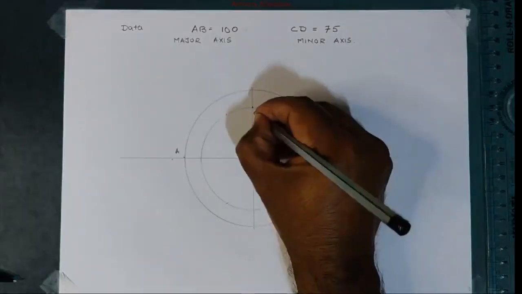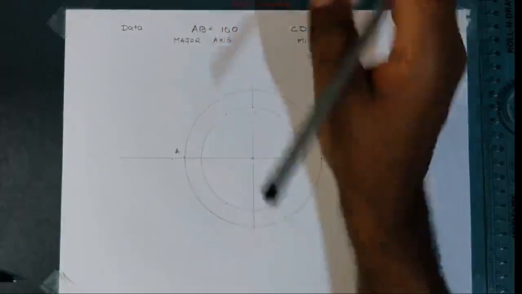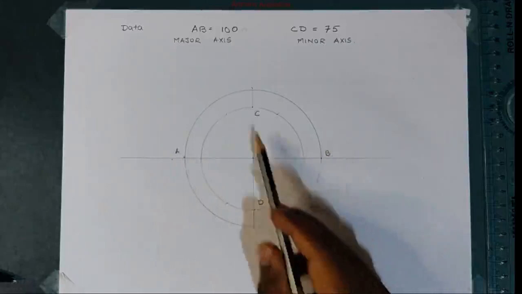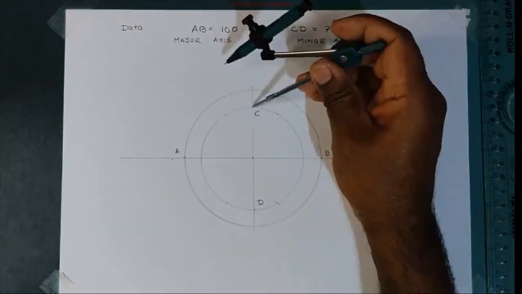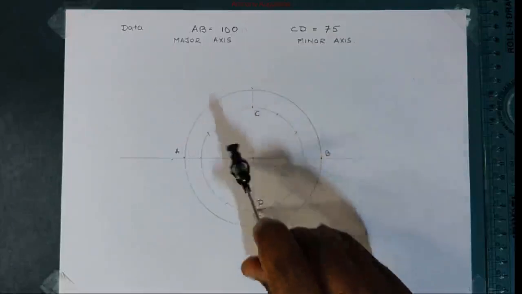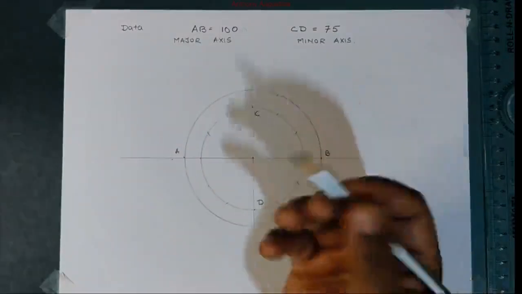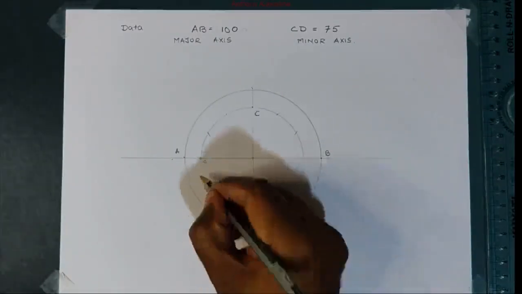Okay, so now I have to divide the circle into 12 equal parts. I can use the protractor or I can use the compass. I take the radius equal to CD, and the radius I am using marking from the perpendicular which I have constructed, and I mark the points. So I have divided the circle into 12 equal parts. This you can do with a protractor also.